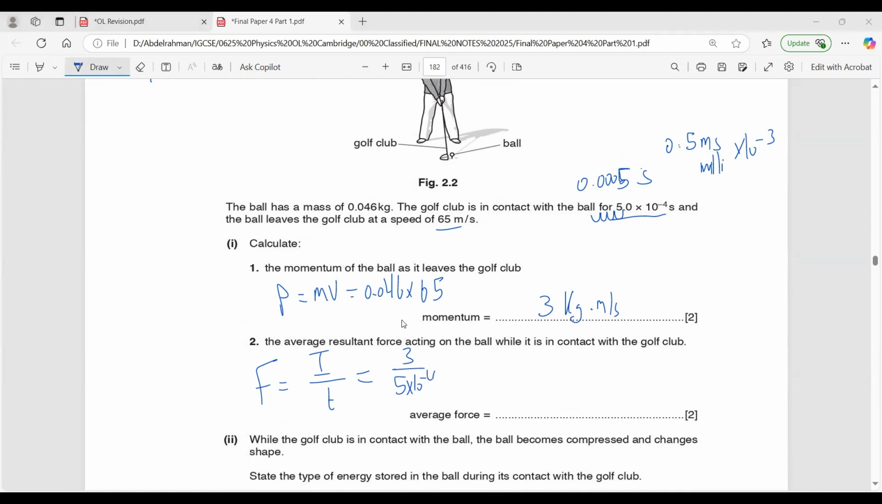Can you find the average force? Yes, of course. Let's calculate it. It would be around 6,000 newtons. Around 6,000 newtons.